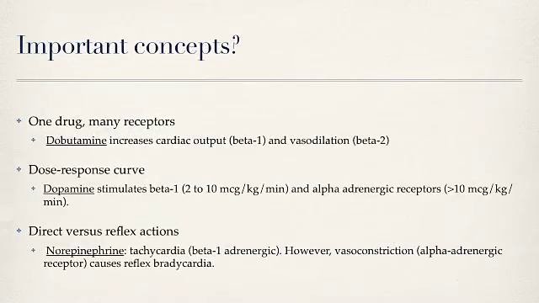So what's important to remember when you're using inotropes and vasopressors? That one drug might work on many receptors. An example of that is dobutamine. Dobutamine increases cardiac output, and that's through the beta 1 receptors, but it can also cause vasodilatation because it stimulates the beta 2 receptors. So one drug can do two effects in two different receptors.